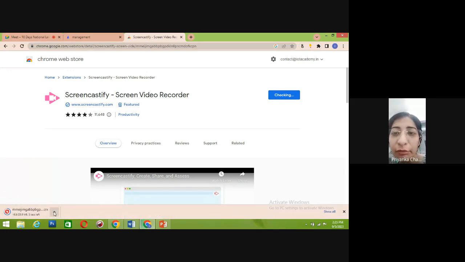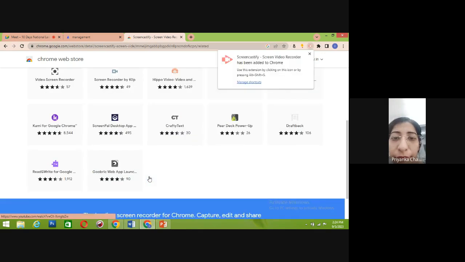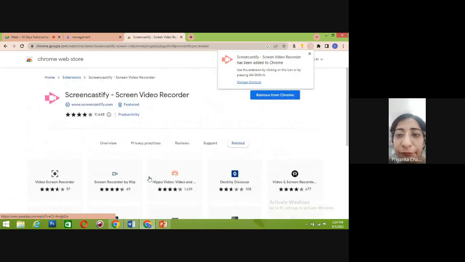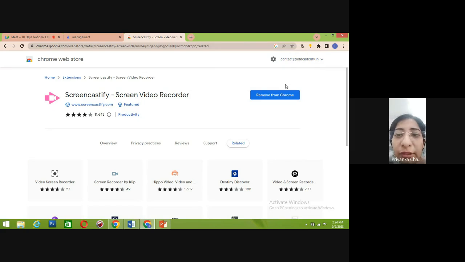See the first one, 1, 2, 3, 4, the last fourth. No, upper side. See, upper side. You can see the symbol of Screencastify just above this cross. Just above this cross, you can see the icon of Screencastify.